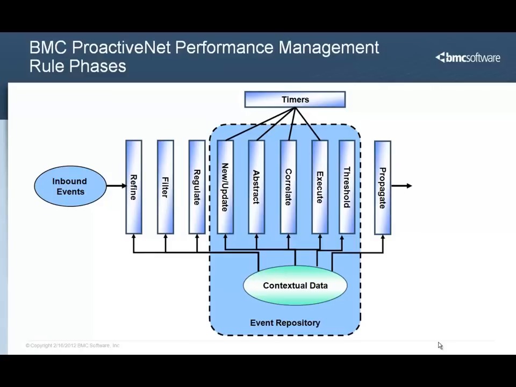This diagram of the rule phases illustrates the order of rule processing in the event manager. As you can see, the correlate rules are processed about halfway through the phases. At the correlate phase, we expect filtering and other event pre-processing to have been completed for the events that we want to correlate. Now let's review the events we're going to correlate.